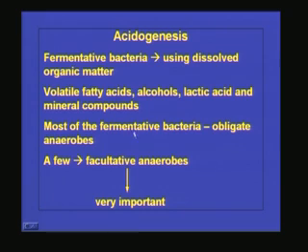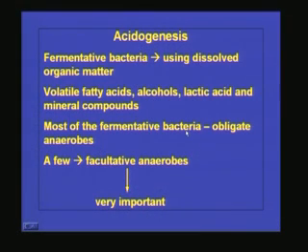Now the second stage is acidogenesis. In hydrolysis, the complex organic compounds are split into small compounds like amino acids and sugars. The fermentative bacteria use this dissolved organic matter and convert it into volatile fatty acids, alcohols, lactic acid, and mineral compounds like hydrogen sulfide, ammonia, carbon dioxide, etc. That is the acidogenesis step. Why do we call it acidogenesis? Because of the fermentative process: the amino acids and sugars split into volatile fatty acids, lactic acid, alcohols, and other organic acids. So definitely the pH of the system will come down at this stage, because a lot of different organic acids are generated by the fermentative processes.